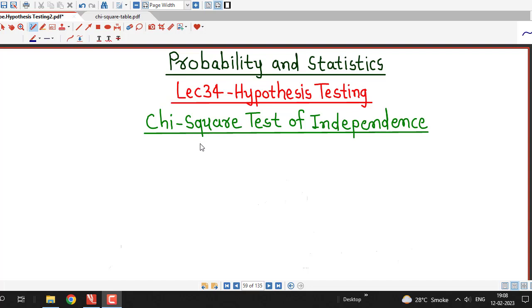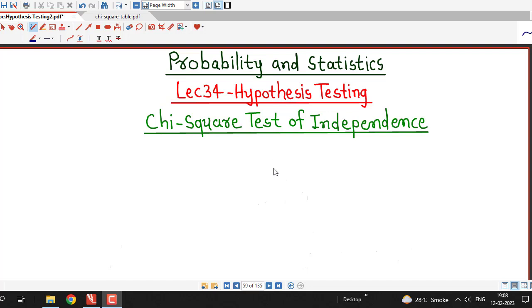In this lecture, we are going to discuss the chi-square test of independence of attributes. In this chi-square test of independence, we will discuss how we can check whether two variables, which are categorical variables, are related or not, or we can test the independence between the two categorical variables using this chi-square test of independence.